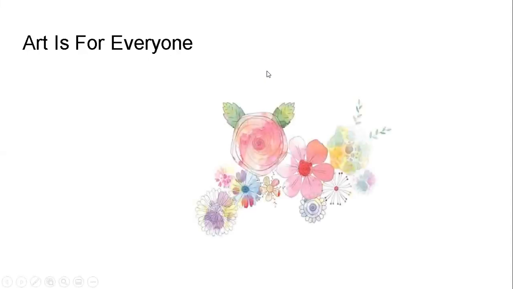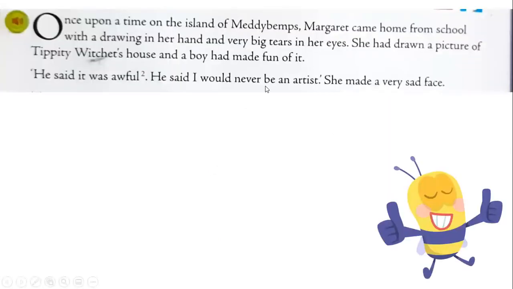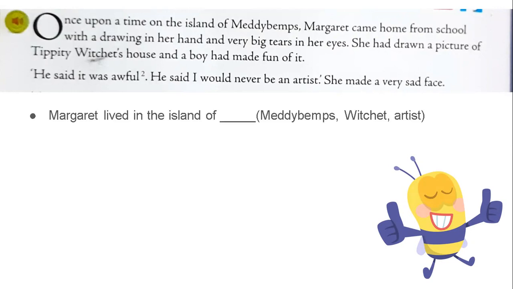That art is beautiful and all art is beautiful according to the lesson, isn't it? So here's the first part of the lesson, and I have some questions for you based on this little portion here. Margaret lived in the island of, choose the right answer. The answer is somewhere here, but by now you should know the answer without having to look for it. What's the answer?